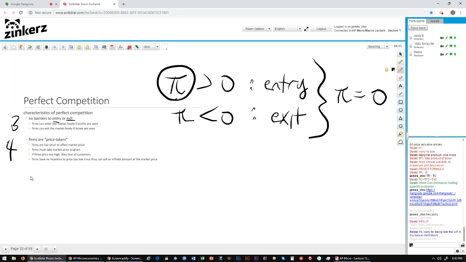The last little characteristic here is everything taken together. The firms are going to be price takers, okay? Because there's so many companies selling exactly the same product. What that means is there's only going to be one price, one market equilibrium price for this product, okay? And whatever that market equilibrium price is, no one company and no one consumer is going to be able to change that.